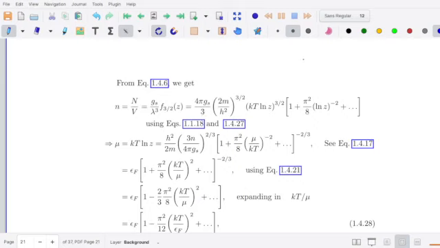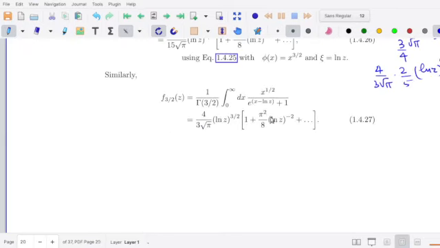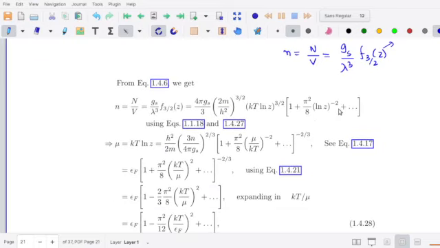Now the number density can be calculated by n is equal to the total number of particles divided by V, which is g_s by lambda cubed times f_{3/2}(z). But we have already got an expression for f_{3/2}(z) for large values of z in terms of the Sommerfeld expansion, and it is given by this expression, and we can substitute that over here. So we will get this expression.